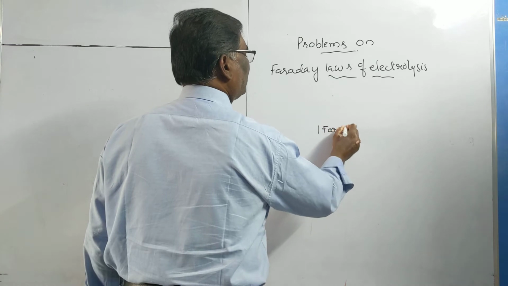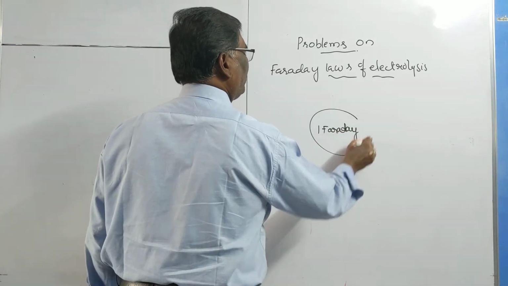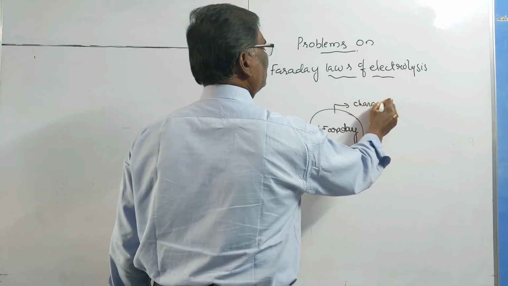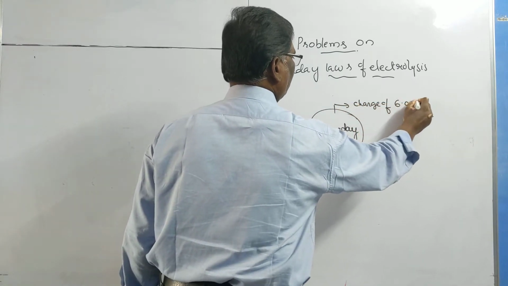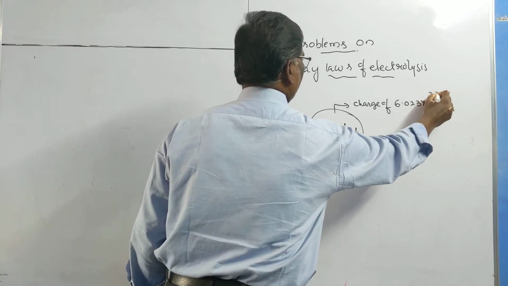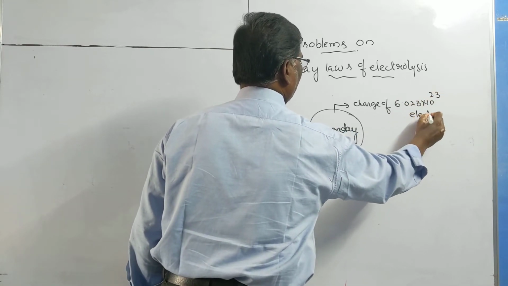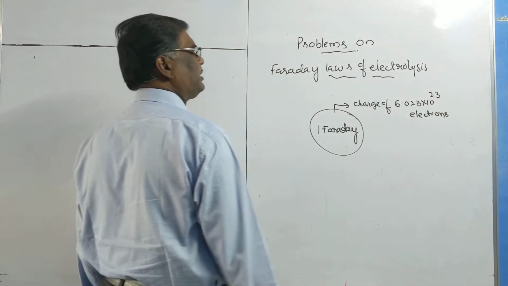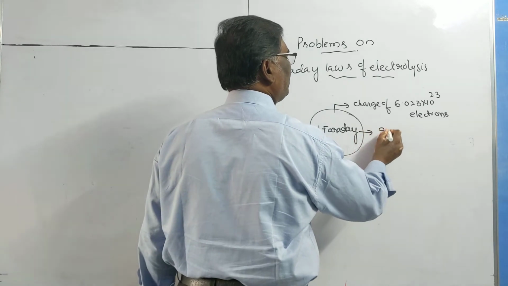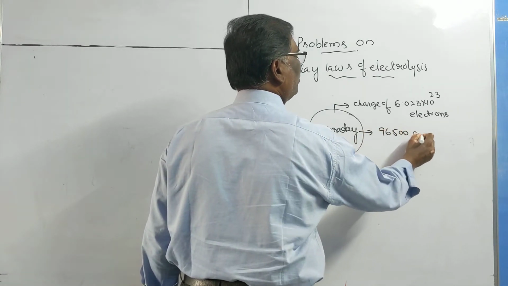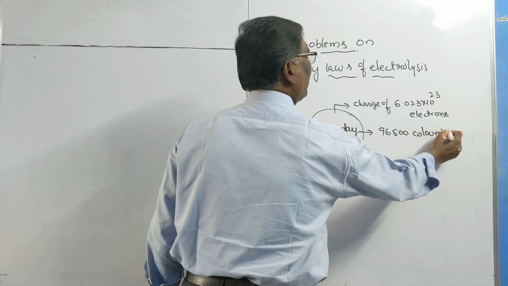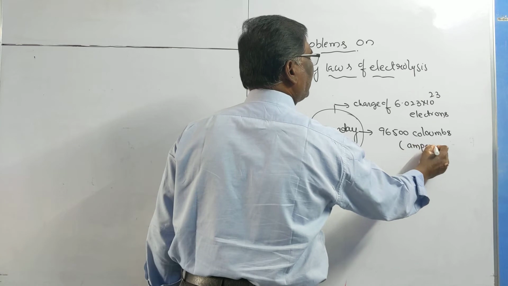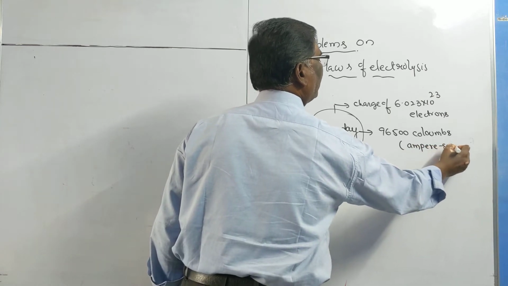1 Faraday means this is the charge of 1 mole electrons. You know 1 mole means 6.023 into 10 power 23 electrons. It is equal to 96500 coulombs. 96500 coulombs means 96500 ampere second.